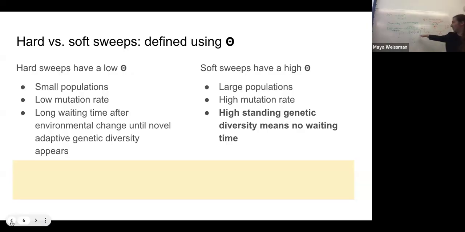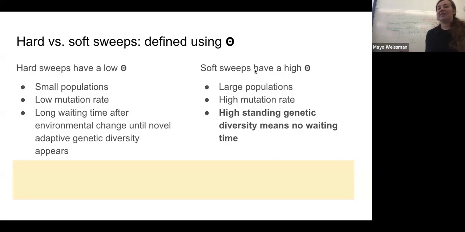But there are many ways we can get a lower theta, or actually there's 2, because there's 2 parameters here. One of them is population size. Hard sweeps tend to correspond to small populations and/or lower mutation rates. And there tends to be a long waiting time after an environmental change until the novel adaptive genetic diversity appears.